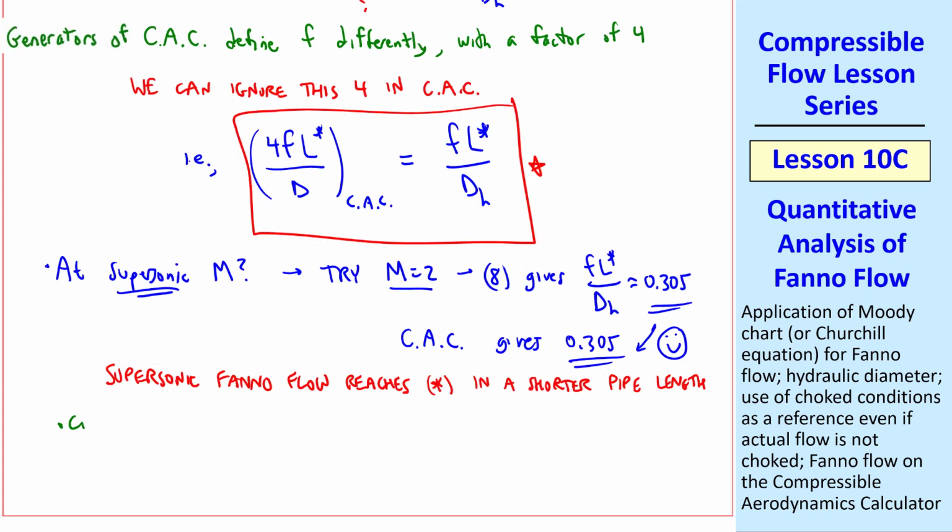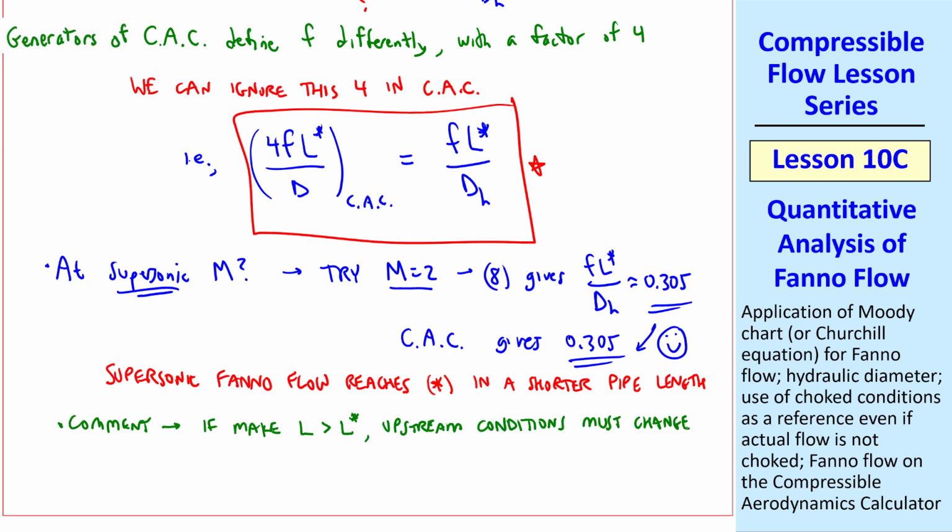And a final comment, if you make the actual L greater than L star, the upstream conditions must change, just as they did with Rayleigh flow. For the subsonic case, conditions 1 will change, and for the supersonic case, you'll get a normal shock somewhere upstream, so the whole flow changes to subsonic. In the next lesson, I'll show a procedure for how to solve Fanno flow problems, and we'll do an example.